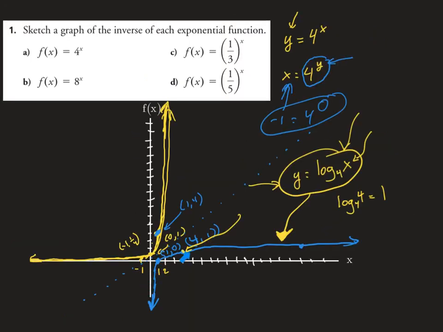So that's the exact same thing we do with logs. Log with the same base as your exponential is just the inverse. So let's say y equals 4 to the x. Let's say I want to know when x is 3. Well, I just plug in a 3. 4 to the power of 3 is 64.